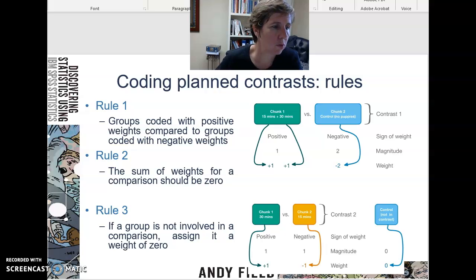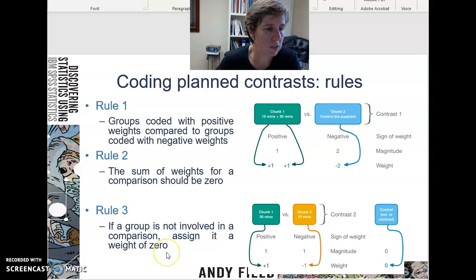And so a couple of rules. So the first rule is groups are coded with positive weights compared to groups coded with negative weights. So I've got 2 groups here. I've got 15 minutes and 30 minutes. So each one of those are coded as a positive 1. And then I'm comparing it against a control, and that is coded as a negative 2. Rule 2, the sum of weights for the comparison should be 0. So when I have a positive 2 and a negative 2, that gives you a code of 0.